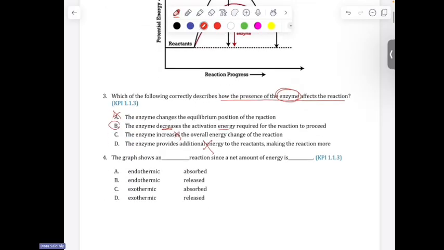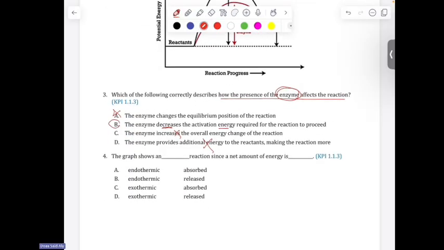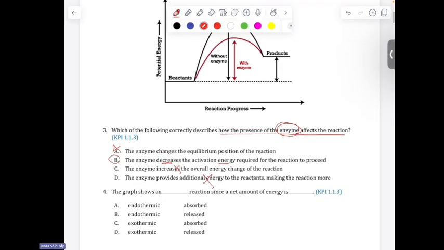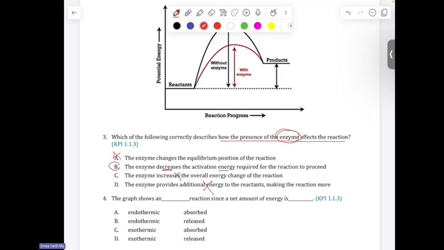Then number 4. Number 4, the graph shows an, يبقى معنى كده ان you have to go back to the graph. A what reaction? طيب. Is it exothermic or endothermic? Here you have to stop. Check the graph. Here, the potential energy of the reactants is lower than the products. So this reaction is endothermic. So you have to cancel C and D. C and D, they are wrong. So you have to choose between A and B.